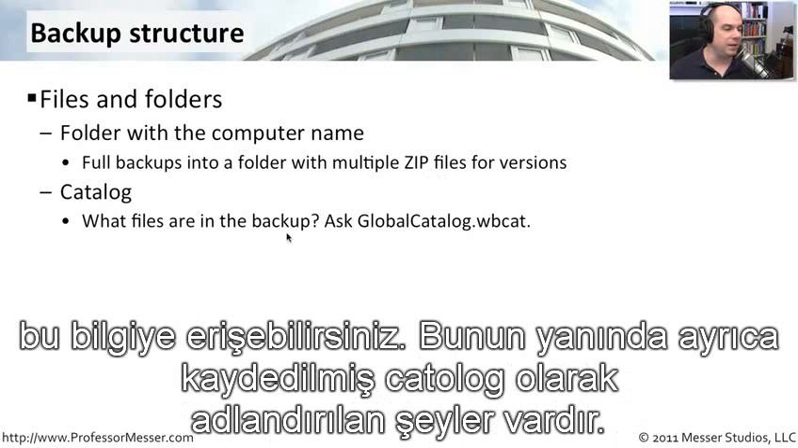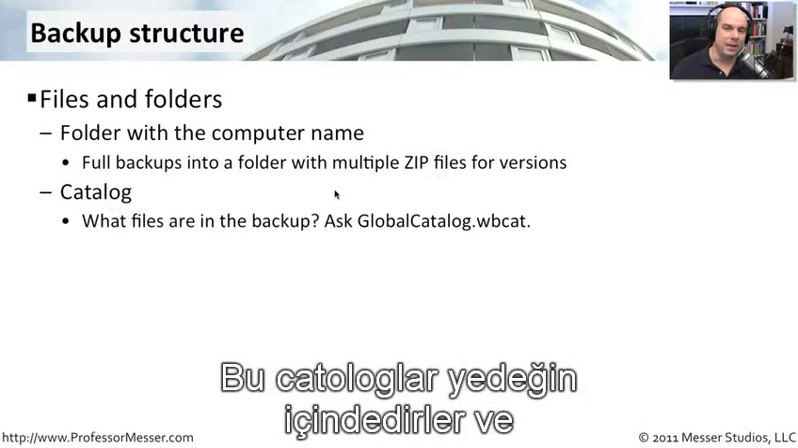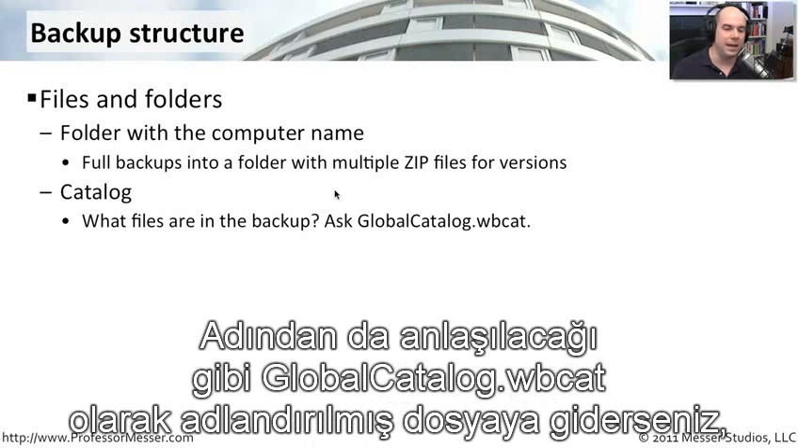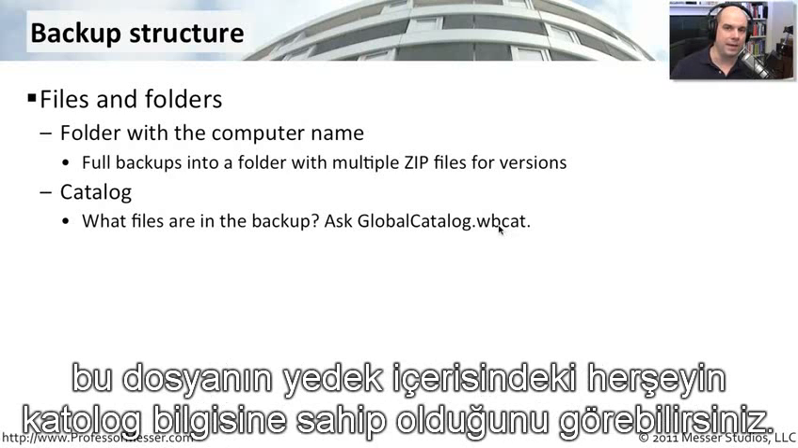Now there's also something called a catalog that is saved. That catalog is within the backup and stores where the files are for that backup, just like the name implies. You can go to a file called globalcatalog.wbcat that has the catalog for everything within the backup.